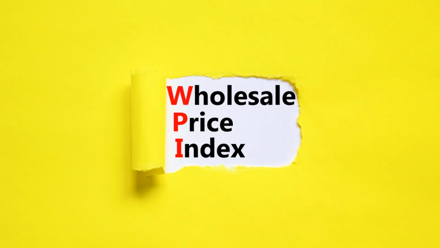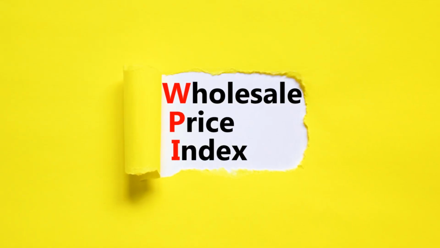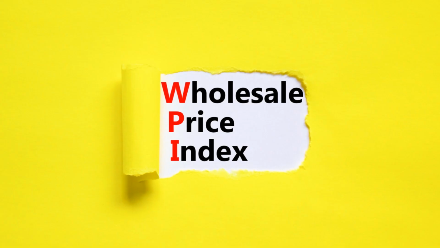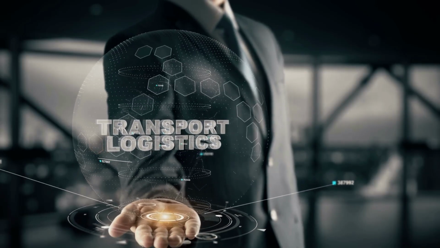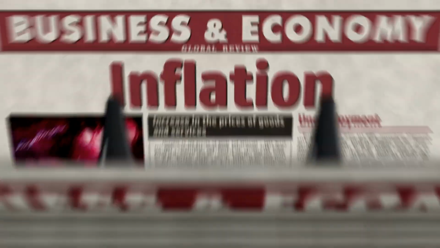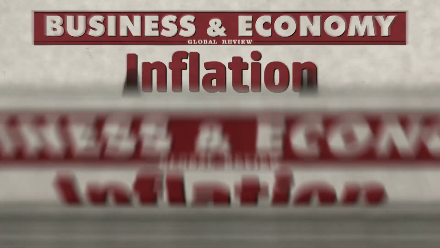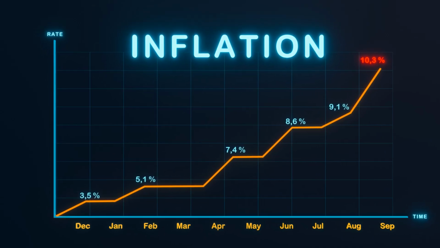The second measure is the Wholesale Price Index, also known as WPI. This measures price changes at the wholesale level before goods reach the consumer. WPI is a leading indicator because price increases at the wholesale level eventually make their way to the consumer level. When you hear on the news that inflation has risen or fallen, they are almost always referring to the CPI number.